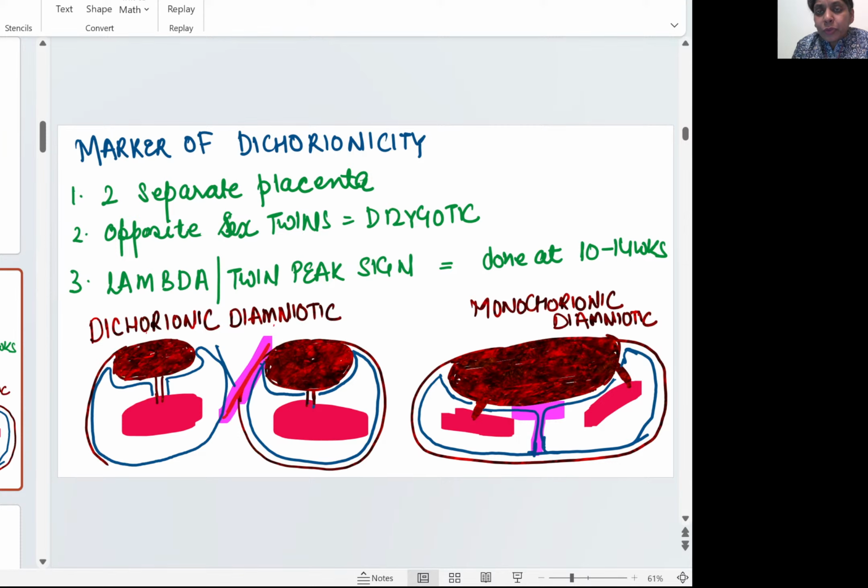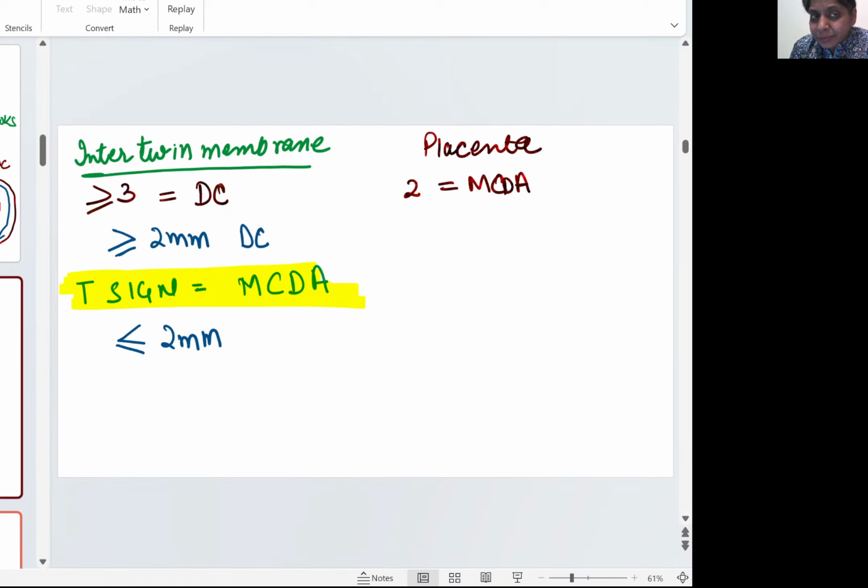Now, if you are given a picture of placenta, and between the placentas you get three membranes, it means that it is dichorionic, diamniotic. Getting my point? If you are given a placenta with the 2 umbilical cords in between, you have to count the number of layers, right?